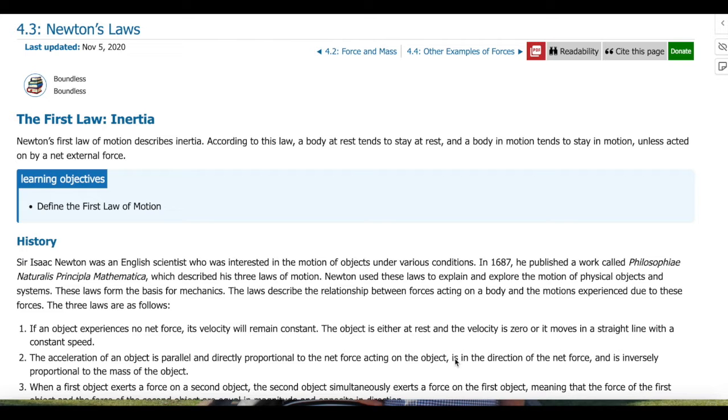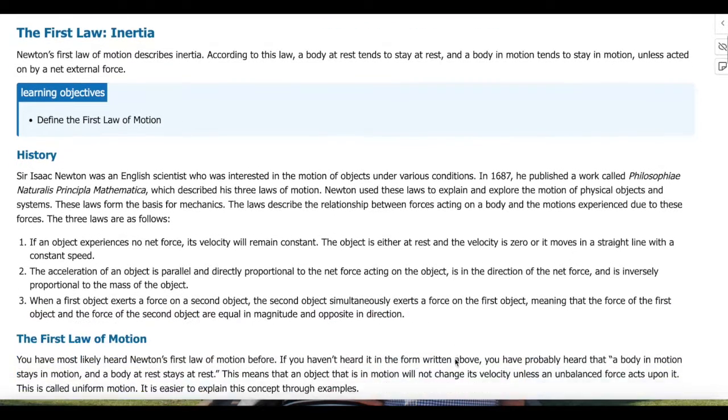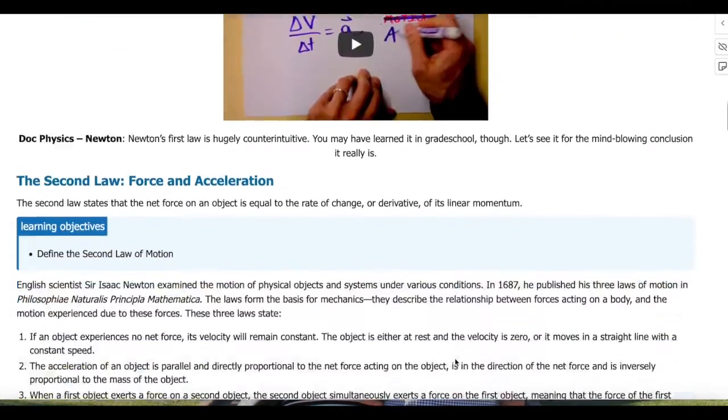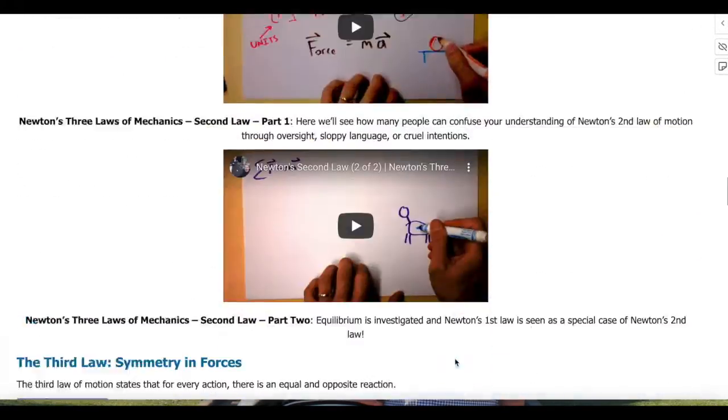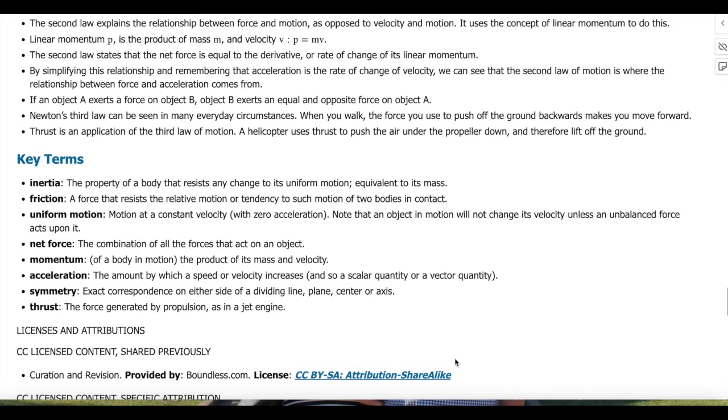So what I want everyone to do right now is to scroll down to the bottom of the chapter where we get to key terms. Let's talk about some of these key terms. Inertia. Who here has heard of inertia? All right, you've heard that a body in rest stays in rest and a body in motion stays in motion. Okay, let's read the definition.